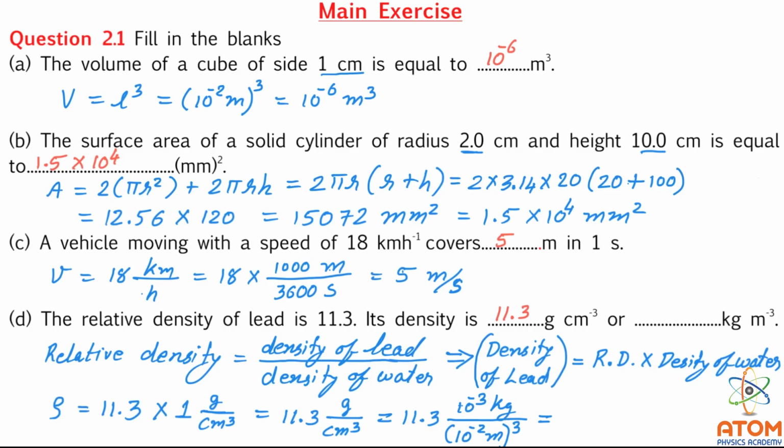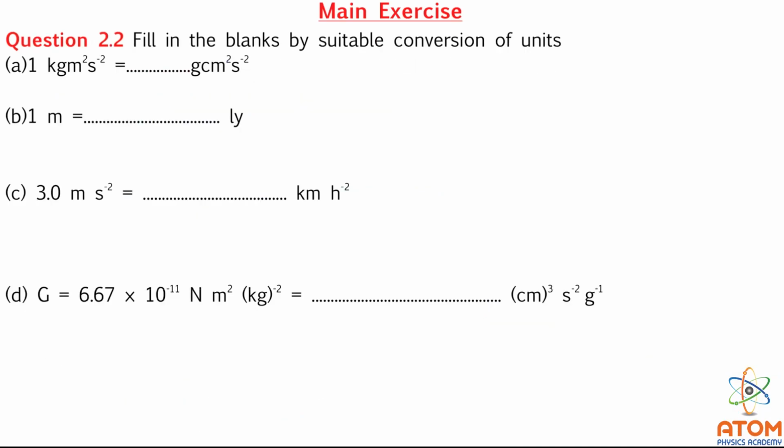Now solving this, we get 11.3 into 10 raised to 3, or you can write 1.13 into 10 raised to 4, and the unit will be kilogram per meter cube. So that is our second answer in this question, 1.13 into 10 raised to 4 kilogram per meter cube. Let us see question 2.2.